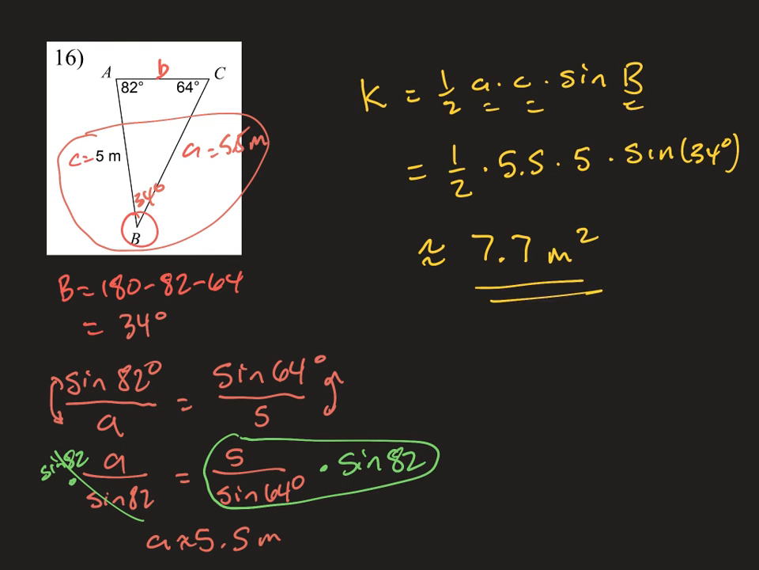So the area of this triangle, after a lot of work, right, we had to get angle B and we had to get side A. But after doing that, we were able to plug this information into the formula and come up with an area of 7.7 meters squared. So you've seen three examples. The first example was pretty much set up so that you could plug it right into the formula. And on these last two examples, we had to use the law of sines to fill in the information that was missing before we could use the area formula. And those are the challenging examples.